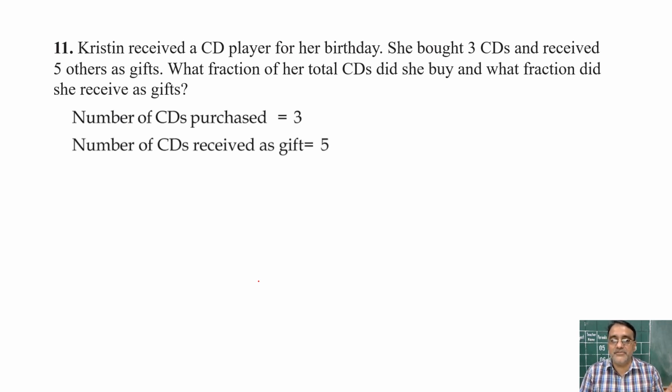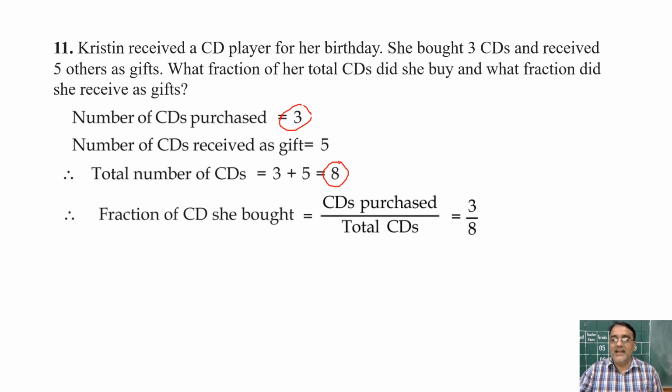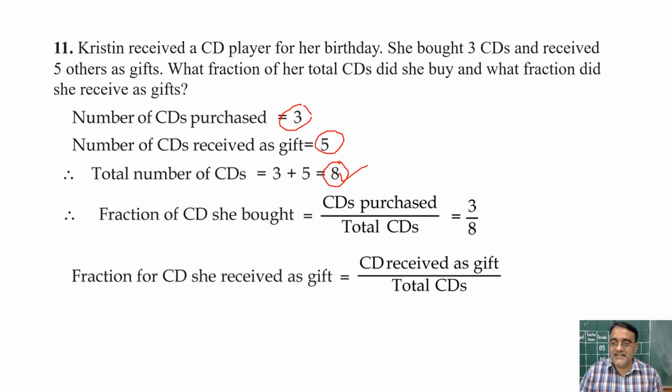So what is the total number of CDs she has? 8. 3 plus 5, 8. Now the fraction of CDs she bought is 3 out of 8, right? CDs purchased upon total CDs, that is 3 by 8. And what fraction did she receive as gift? 5 out of 8. That is CDs received as gift upon total CDs. So 5 upon 8. So this is the answer. Right? Any doubt in this question? No, sir. Okay. So this is the last question.